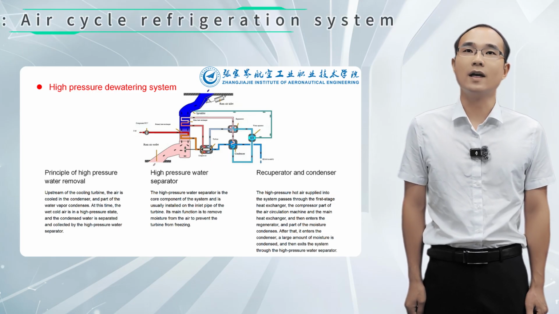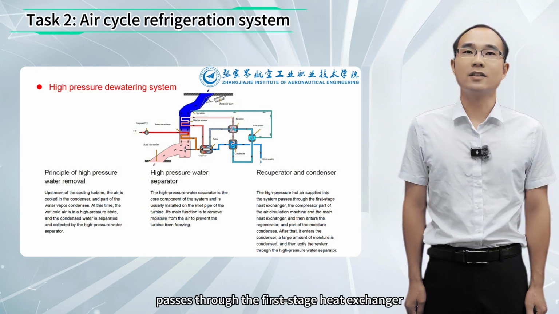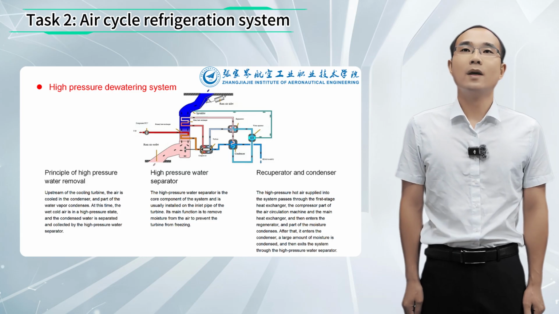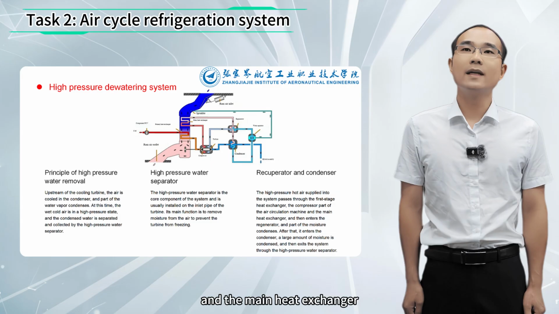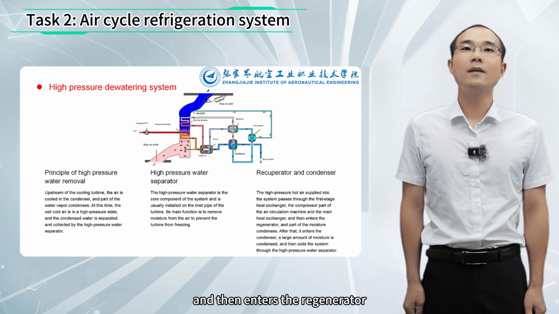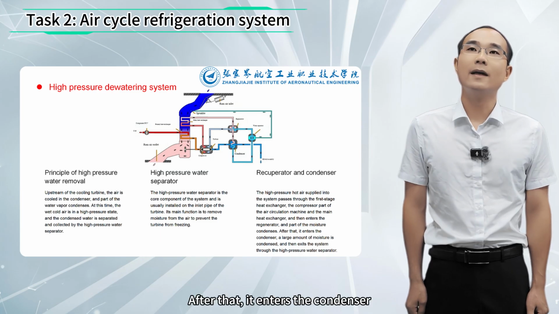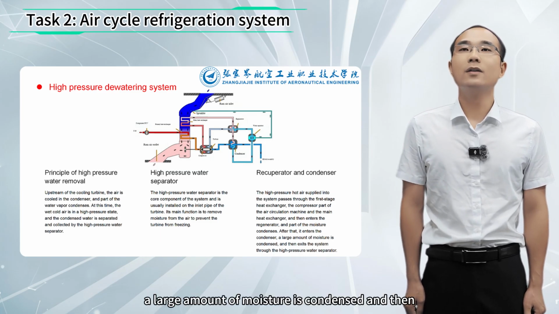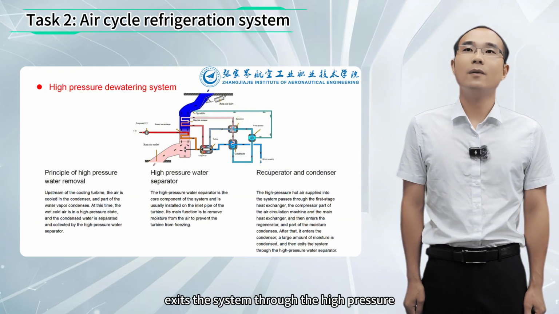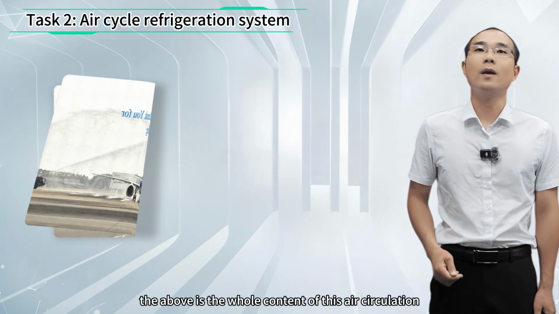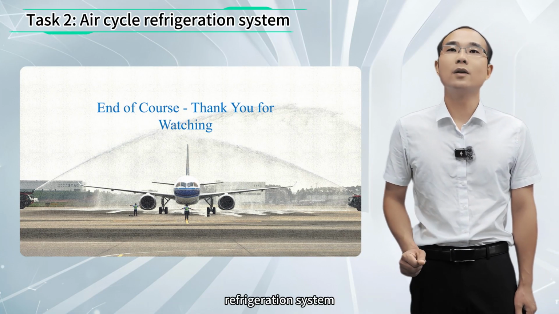Recuperator and condenser. The high-pressure hot air supplied into the system passes through the first-stage heat exchanger, the compressor part of the air circulation machine, and the main heat exchanger, and then enters the regenerator and part of the moisture condenses. After that, it enters the condenser. A large amount of moisture is condensed and then exits the system through the high-pressure water separator. The above is the whole content of this air circulation refrigeration system.